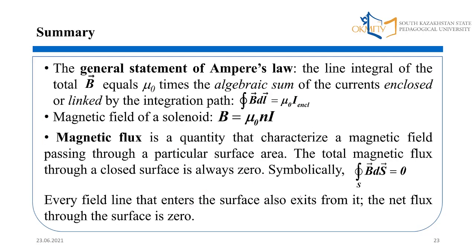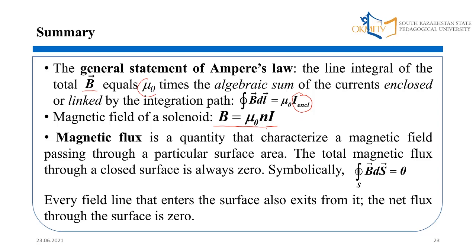So let us make the summary of our lecture. The general statement of Ampere's law: the line integral of the total magnetic field equals the magnetic constant times the algebraic sum of the currents enclosed or linked by the integration path. The magnetic field of a solenoid is equal to the magnetic constant times the number of turns per unit length of the solenoid and the current which flows through each turn of the solenoid.